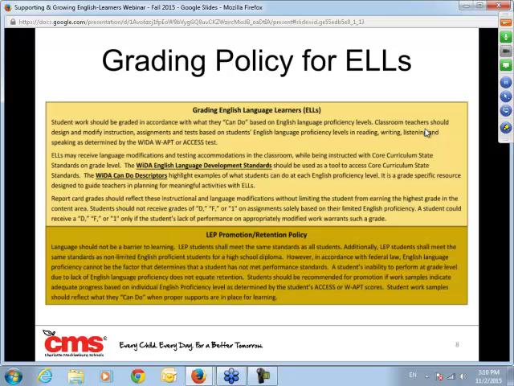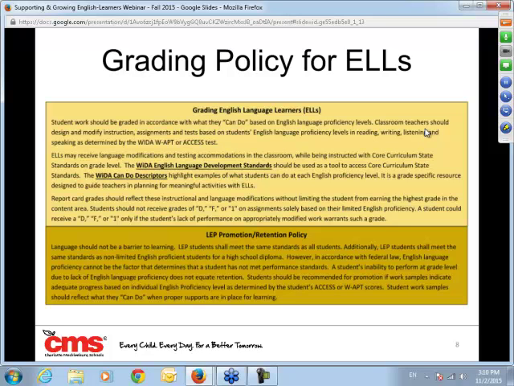Report card grades should reflect modifications, and students who are limited English proficient should not be held back from receiving the highest grade in a course due to lack of language. So that last sentence I think is very important. Students should not receive grades of a D, F, or 1 if they're K2 on assignments solely based on their limited English proficiency. So a student could still receive a D, F, or 1 if their lack of performance is on appropriately modified work.